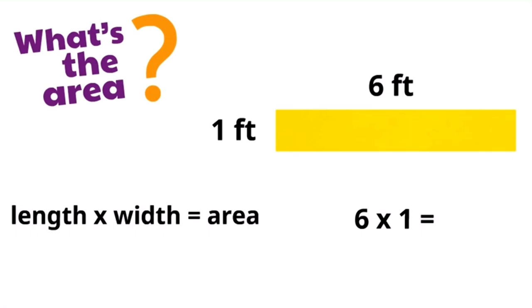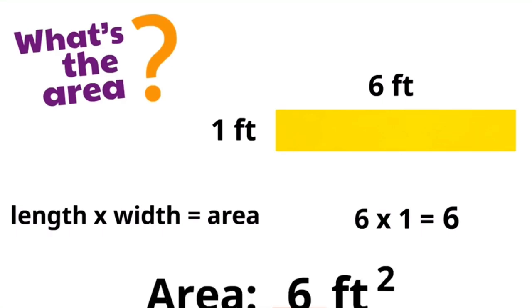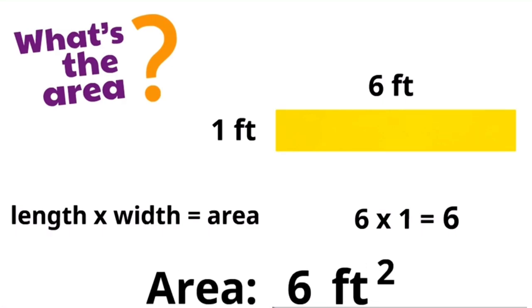What is 6 times 1? Do you know? Yeah, 6 times 1 is 6. Whenever you multiply a number times 1, it stays the same. So our answer is 6 feet squared. That little 2 next to feet means squared. It tells us that the rectangle has 6 square feet of space inside. The area is 6 feet squared.